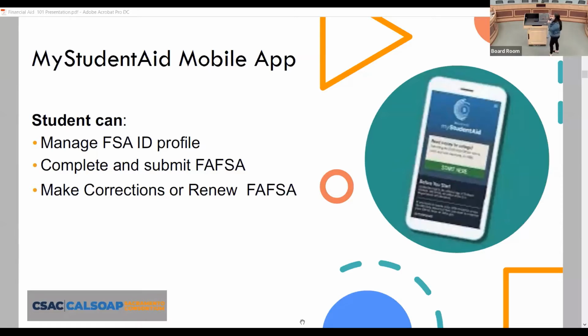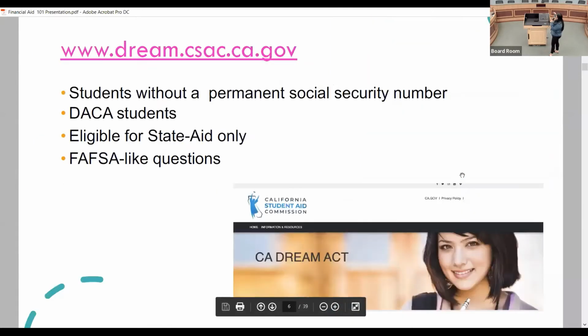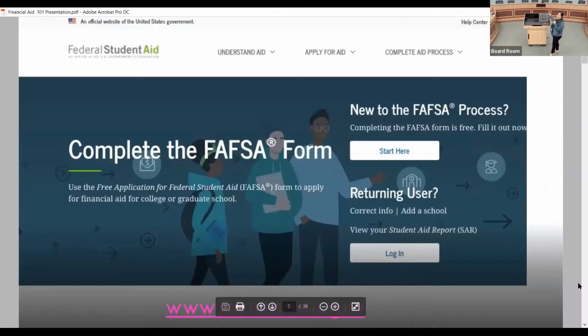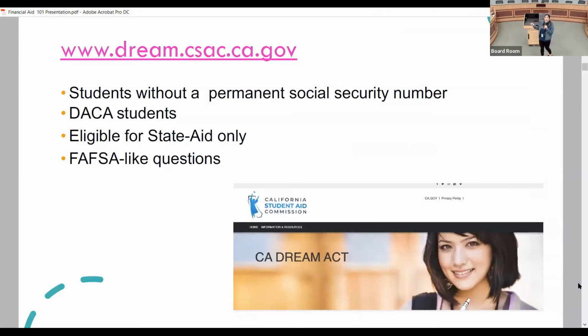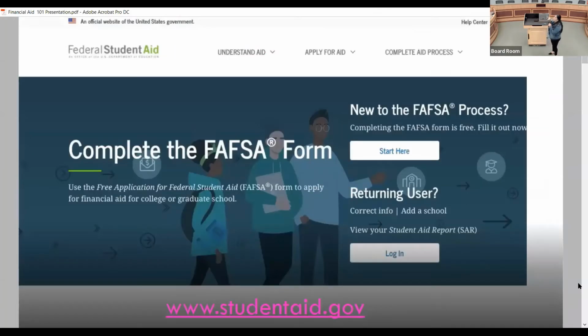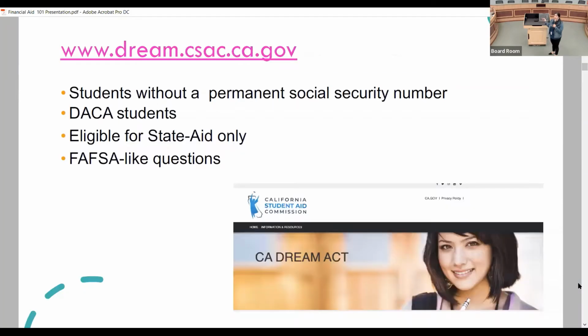So just to recap, you guys, for those of you who may not have heard everything prior to our little intermission, remember that our FAFSA and CADA, it's not both forms, it's just one. So if you are a US citizen, a permanent resident, or have a permanent social security number, you are going to complete the FAFSA in October of your senior year. And if you are an undocumented student who does not have a social security number or who is going through the DACA process, you would be completing the California Dream Act application in October of your senior year.